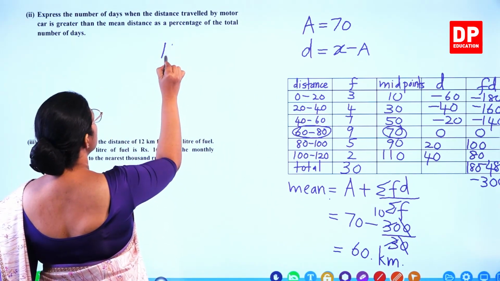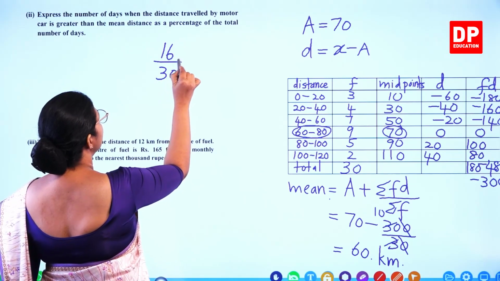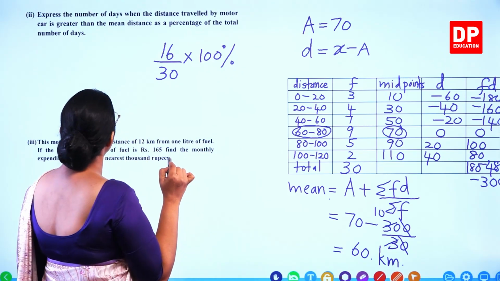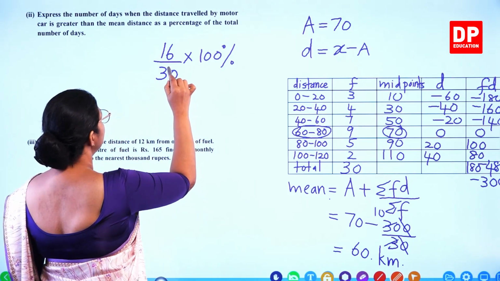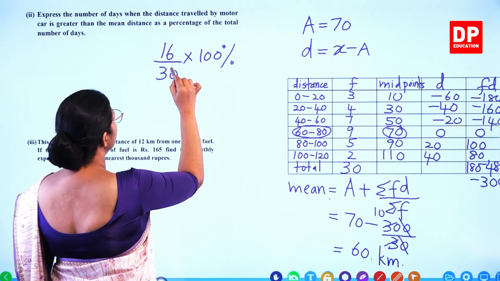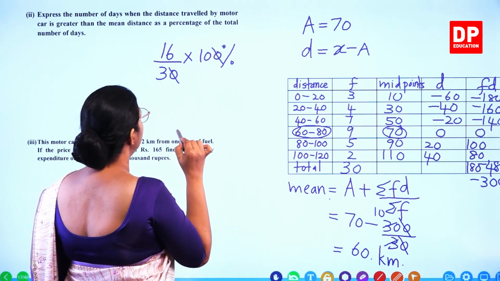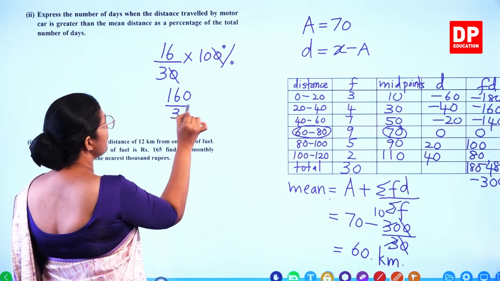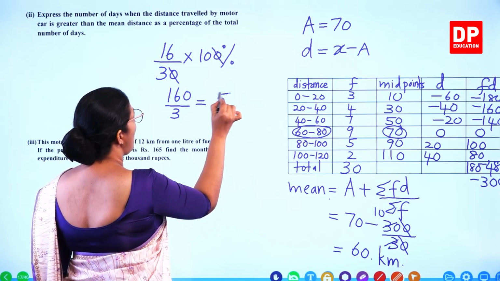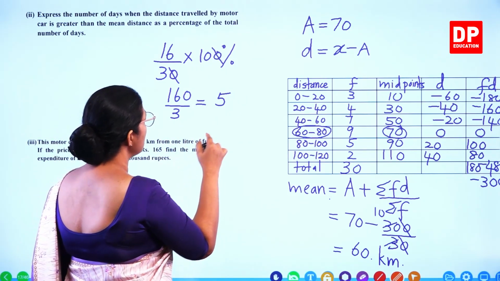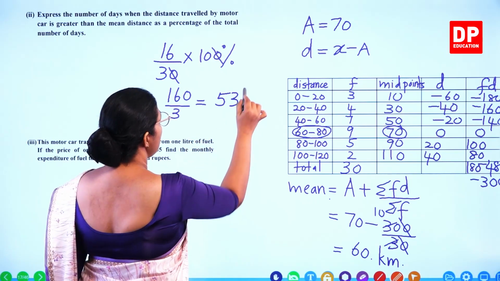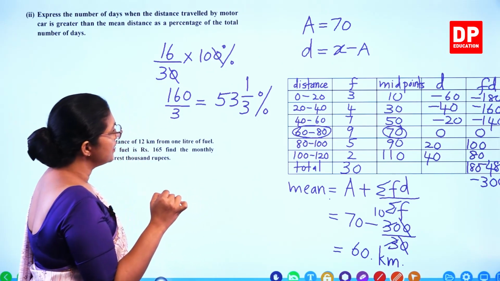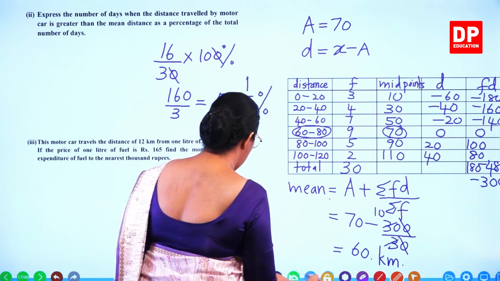16 cars out of 30 into 100% as a percentage. So what's the value? 160 divided by 3. You get 53 and 1/3 percent.